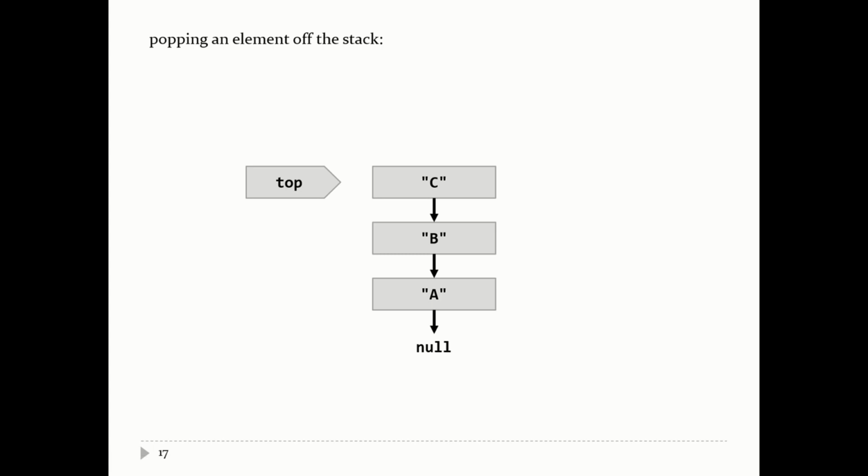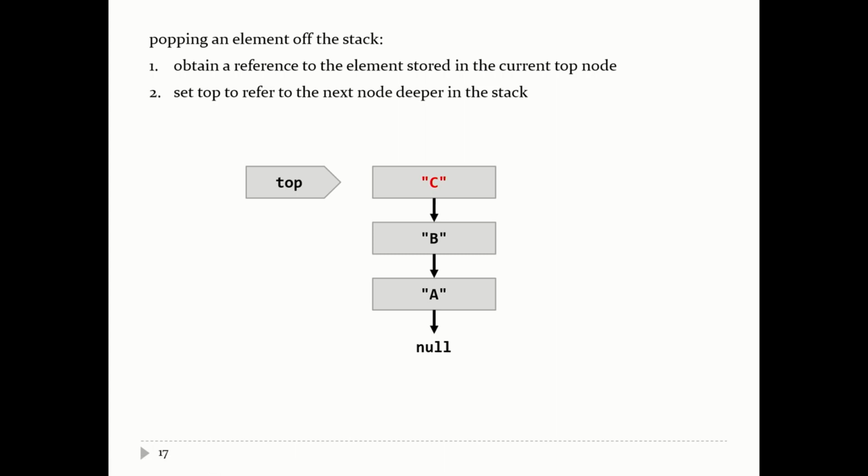To pop an element off the stack, it's very straightforward as well. So I have a reference to the top node, which means I have a reference to the element. So I'm just going to remember that the top node contains C. Then I want to unlink the top node. I'm going to adjust top so that it points to the next node in the sequence.